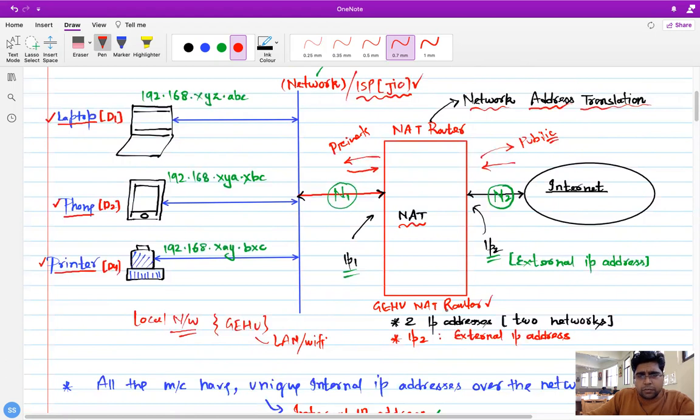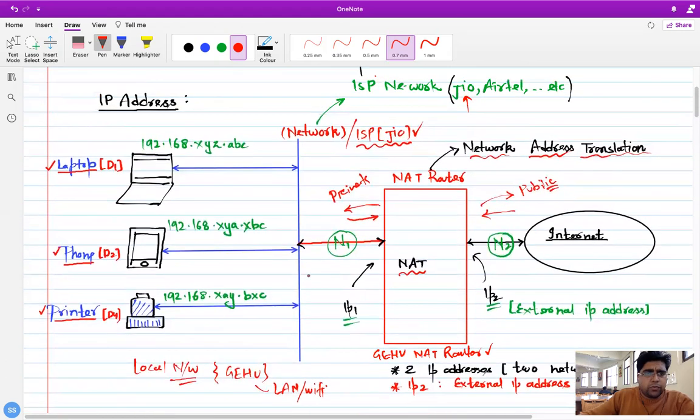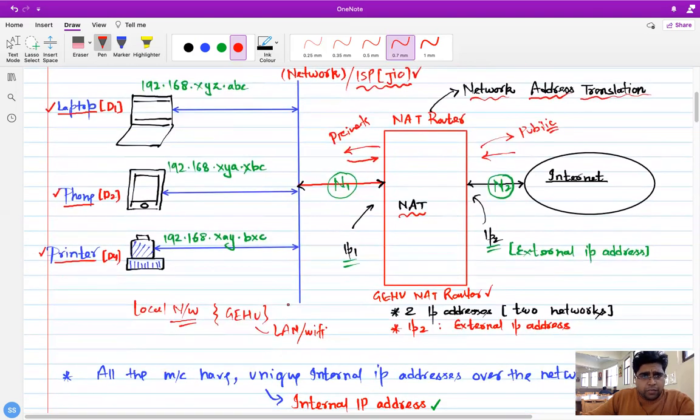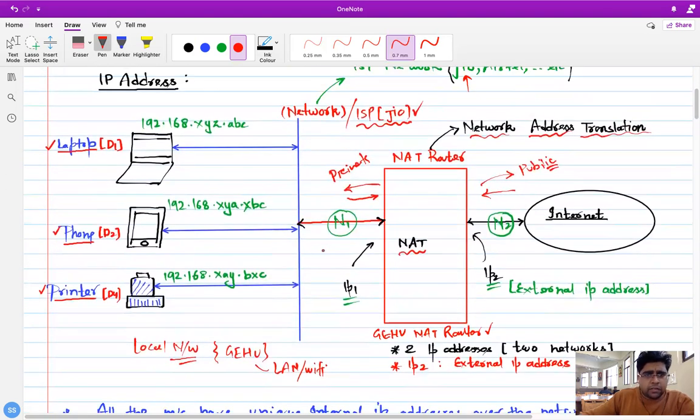So it is the responsibility of the NAT router to distribute unique IP addresses over this network to each and every device. Okay, so why does it have this constraint, that all the devices over this network have an assigned unique IP address? Because it is the responsibility of NAT to identify which device has what type of IP address.